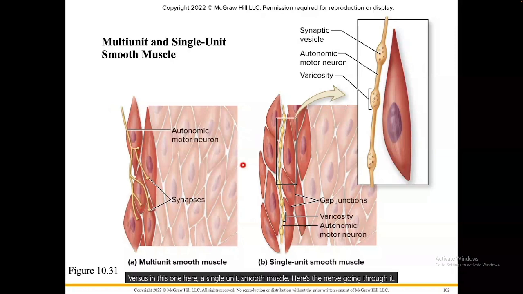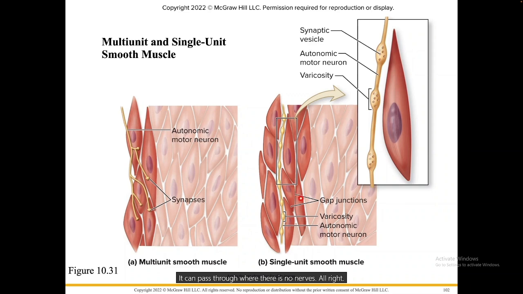Versus in this one here, a single unit smooth muscle. Here's the nerve going through it, and the nerve has several little pouches. These pouches are called varicosities. And when this nerve is stimulated, it's going to release its chemicals from there. And technically, just these chemicals are going to affect the cells right next to it. The more it's stimulated, this one is going to release chemicals and affect the cells right next to it. If there's enough of these chemicals, because of the gap junctions, this smooth muscle cell could cause a contraction in the next smooth muscle cell. It can pass through where there are no nerves.